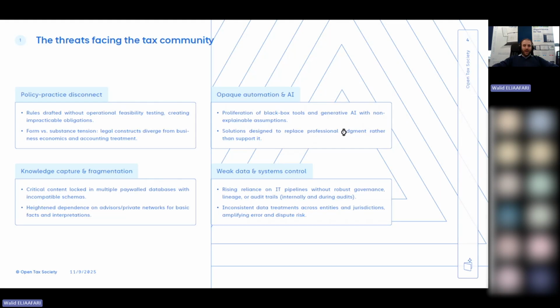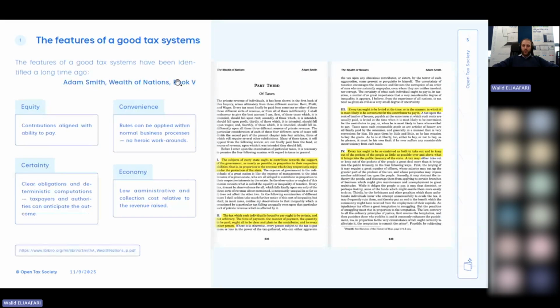So let me go back a bit to the notion of a good tax system to explain why making these investments with the Open Tax Society is key from our point of view. The notion of a good tax system is not new. Even Adam Smith, who is cited for the invisible hand, had also a component in his book about the notions that define a good tax system. So these notions, they are translated from the subtle English phrasing of the 19th century into clearer information. So basically, it needs to be equitable.